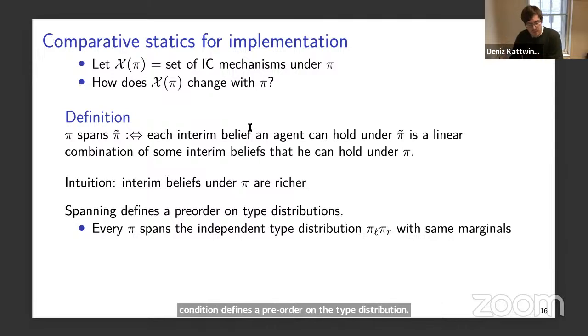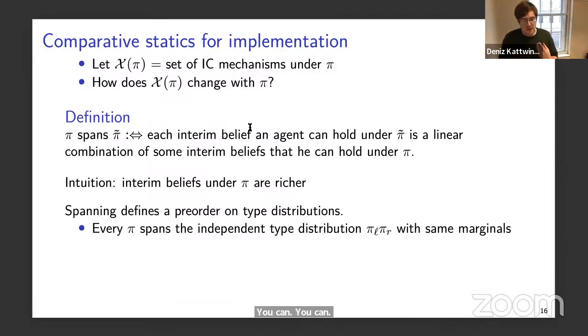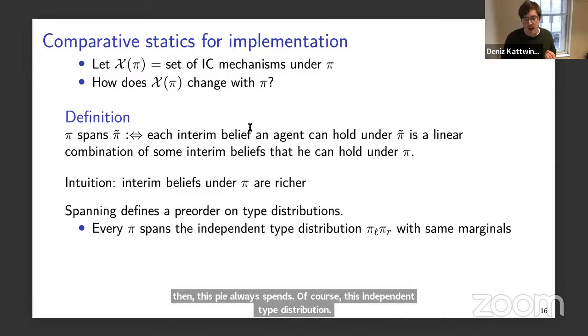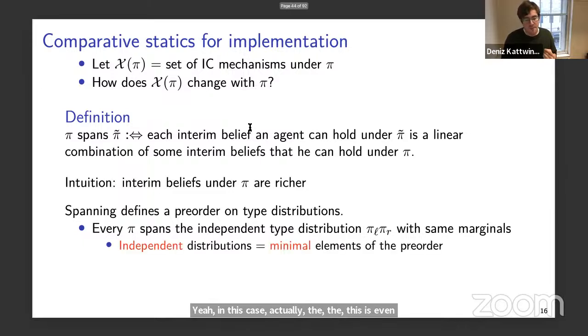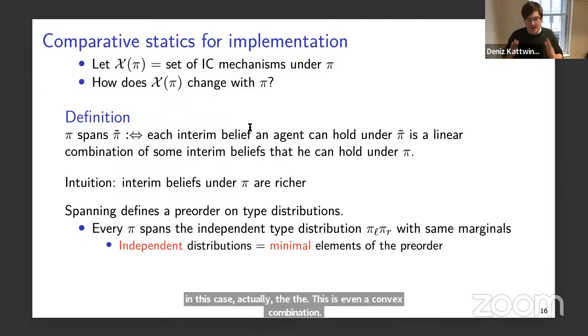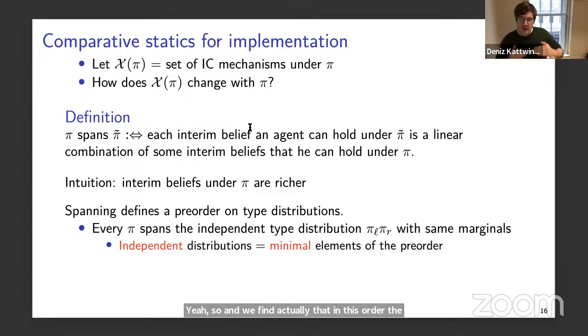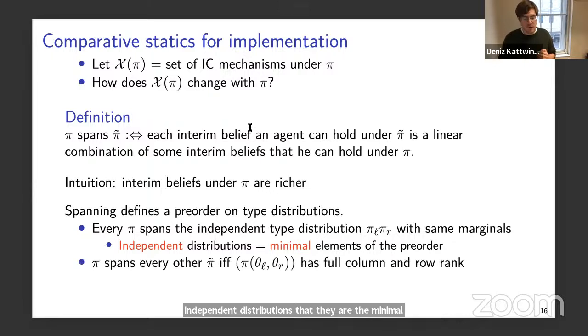You can verify that if you take a distribution pi and look at the distribution which has the same marginals but is independent, then pi always spans this independent type distribution. In this case, it is even a convex combination. And we find that in this order, the independent distributions are the minimal elements of our preorder.